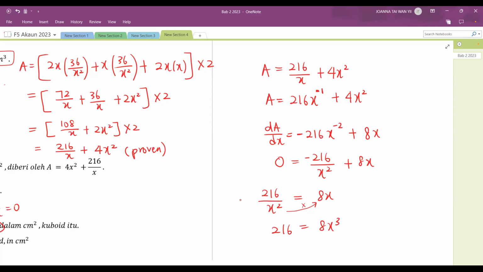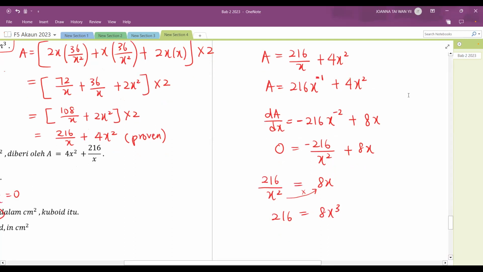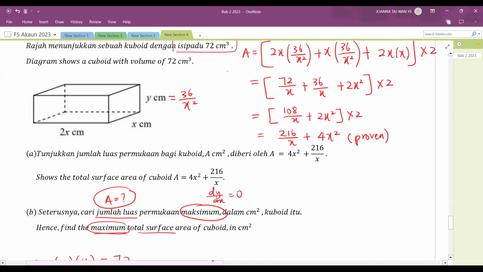Well done. Yang lain dapat tak? So 216 you divided by 8 first. Bahagi dengan 8. So kamu dapat 27 kan? Then punca kuasa 3. X cube, you get 3. Is it done already the question? Kita siap sudah soalan ke? Tidak, sebab dia tanya apa? The question ask for what? Ask for the area. Dia cakap luas berapa, bukan cakap x berapa.